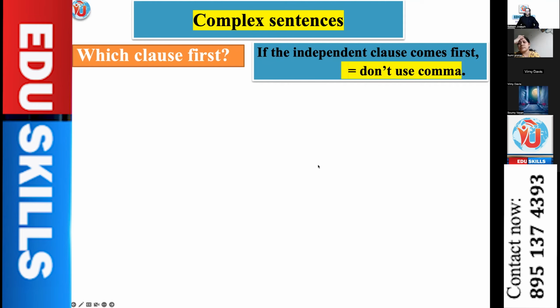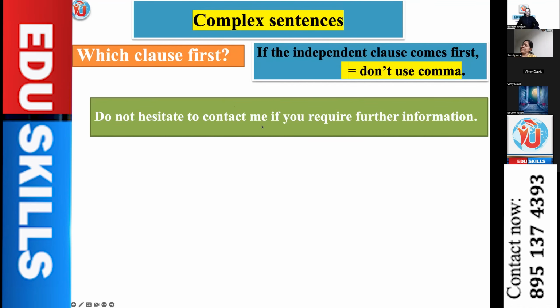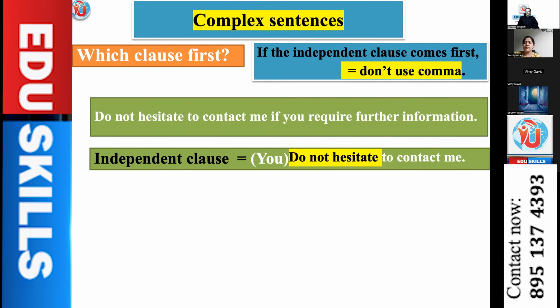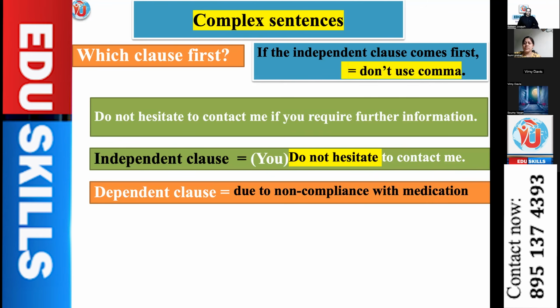Now, which clause first, independent or dependent? If the independent clause comes first, don't use a comma. "Do not hesitate to contact me if you require further information." The same sentence, we have put the order in a different way. Earlier we started with the if clause. Now we have "Do not hesitate to contact me if you require further information." So no comma here, because "do not hesitate to contact me" in itself is a sentence. The subject, I said, is understood: "You do not hesitate to contact me." Independent clause, no comma there.